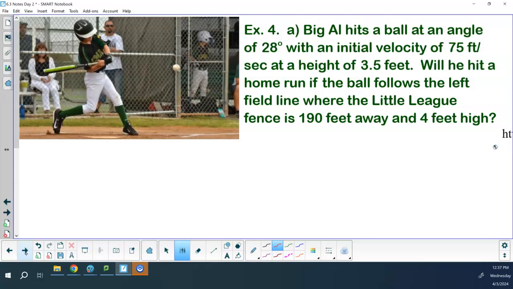So Big Al hits things. Okay? Right? So he hits a ball at an angle of 28 degrees with an initial velocity of 75 feet per second at a height of 3.5 feet. So let's come up with the parametric equation to model the ball that Big Al hits. Okay? So X is going to be what?